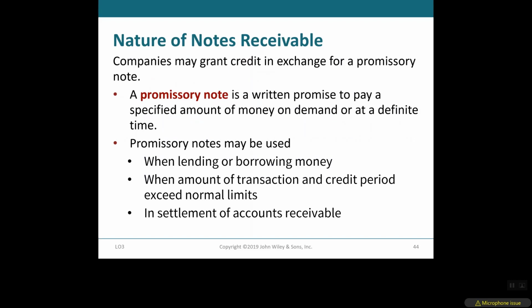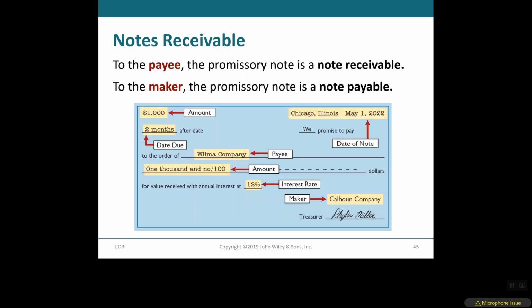How do they dispose of it? So we have our notes receivable. A note receivable is a promissory note written by a person stating that he's going to pay a specific amount as at when it is due. Promissory notes may be used when lending or borrowing money, when the amount of the transaction and credit period exceeds its normal limit. So it's used in settlement of accounts receivable. And this is what it looks like.